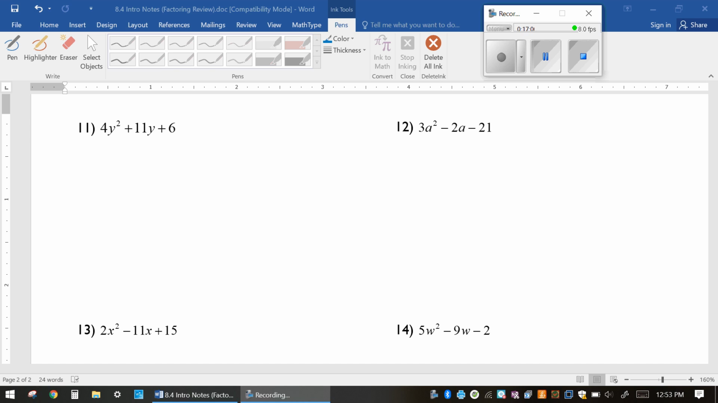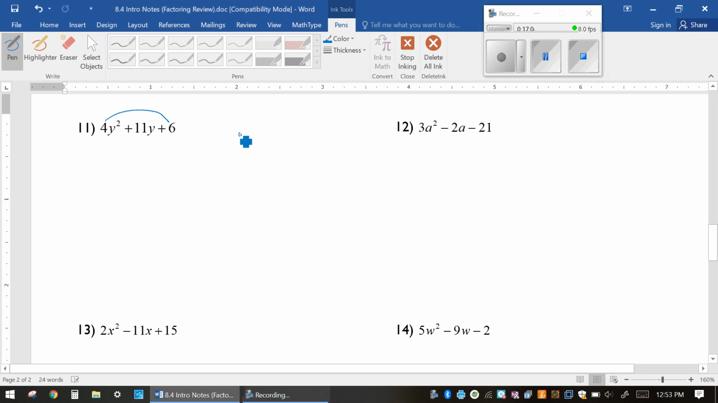Number 11 does not have a GCF, but it is a quadratic trinomial, so I need to see if I could find two numbers that multiply to 24 and add to 11. So I'm going to start by listing all the factors of 24, starting with 1 and 24.